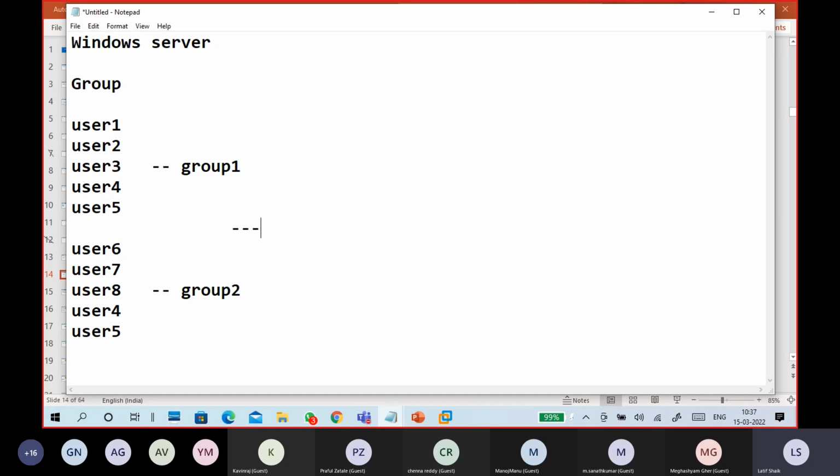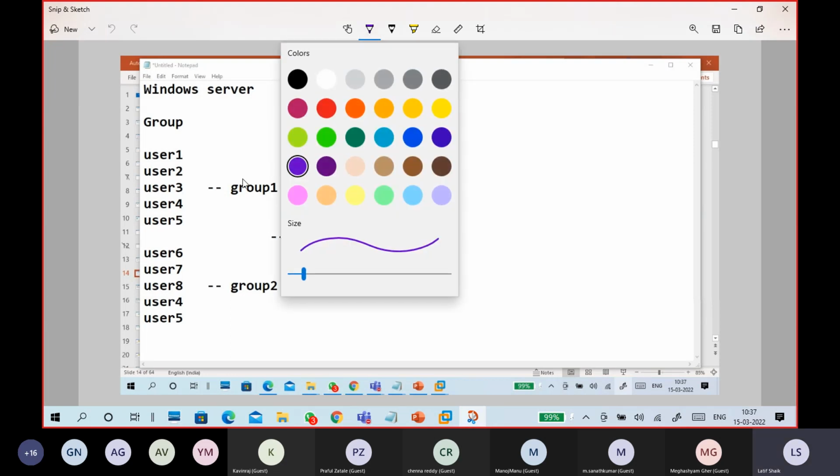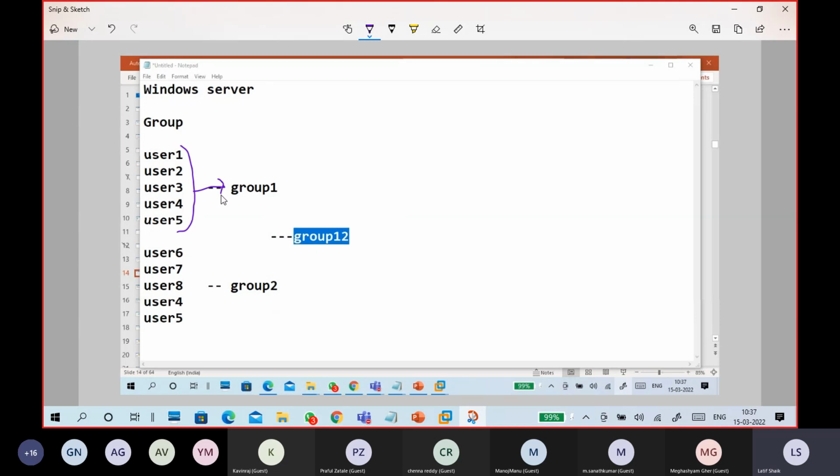Next. And these groups, group 1 and group 2, for example, I added to a group 12, just for an example. Group 1 and group 2 belong to group 12. So then automatically user 2, user 3, user 4, 5, 6, 7, 8 belong to group 12 automatically because of the group membership. Earlier we were able to write on the live screen. That option is removed. Look at here. Yes. These users belong to group 1. These users belong to group 2. User 4, user 5 belong to both group 1 and group 2.